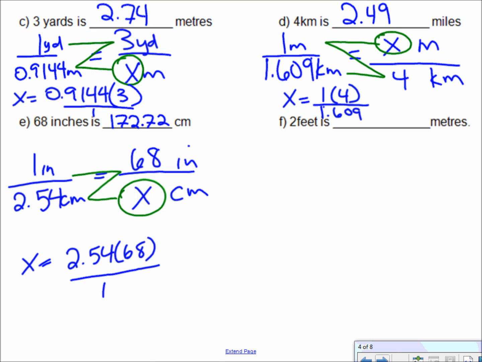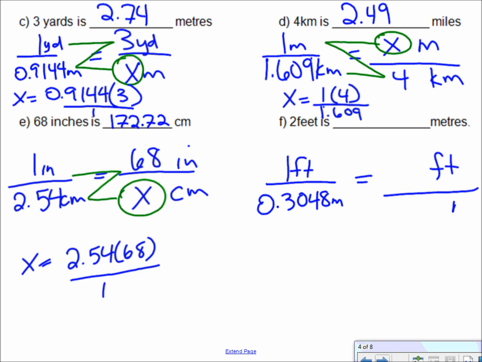Okay, and then feet to meters. So I have 1 foot is equal to 0.3048 meters. Foot is on top, meters on the bottom. I know I have 2 feet, and I do not know how many meters I'm going to have.